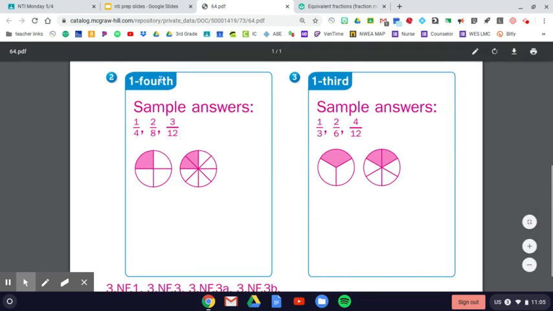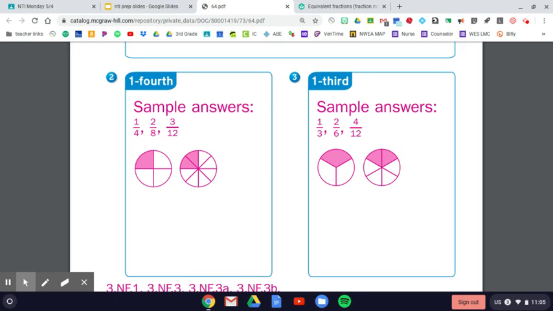Like in the video, they give examples of 1/4 and 1/3. We can see that 1/4 and 2/8 are equivalent. We can see that 1/3 and 2/6 are equivalent. They have the same amount shaded in, even though the fractions look different.